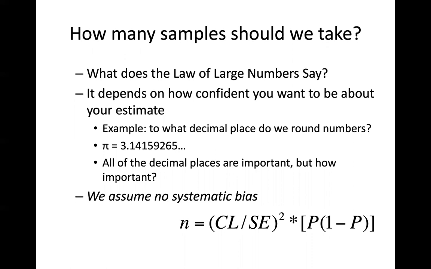Okay, so the other thing is we have to assume no systematic bias. That's to say, if our sampling procedures are biased, it does not matter how many samples we take, they will never give us a representative sample. So you can take 75 million samples. If you have systematic bias, it's not going to be reflective of the population. So minimize systematic bias.